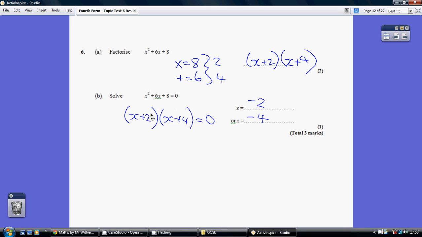So what number makes this first bracket 0? What number for x? Well, that's x being minus 2. Equally, what value for x would make this whole bracket 0? Well, that's x being minus 4. So our two solutions are minus 2 and minus 4. Clearly, the pattern is that the solutions are the opposite sign to our magic numbers.